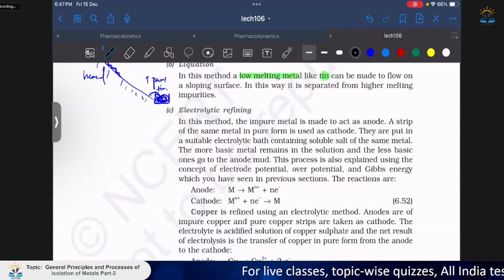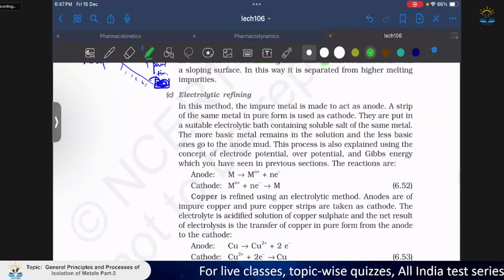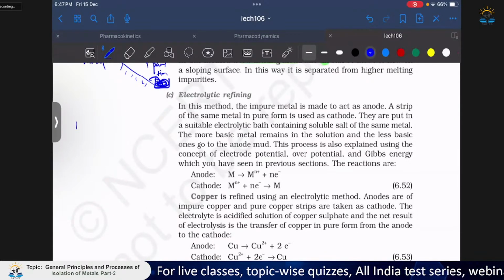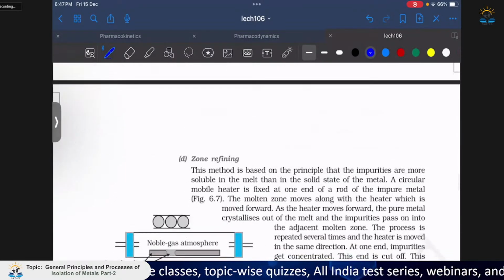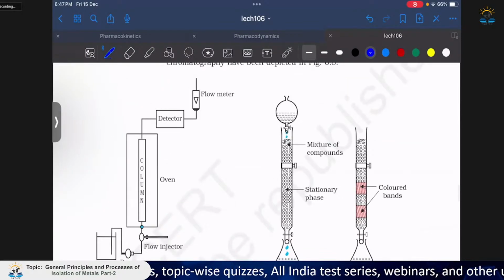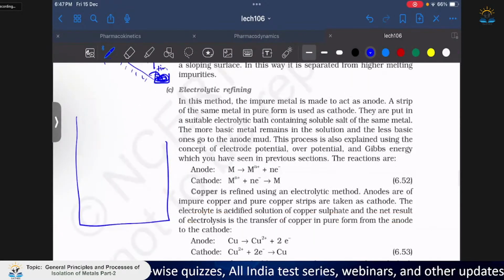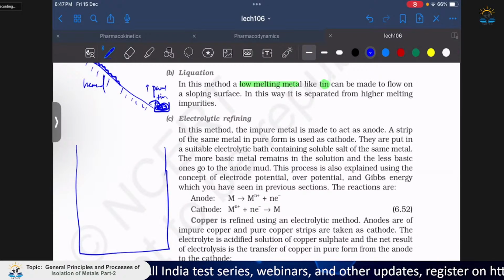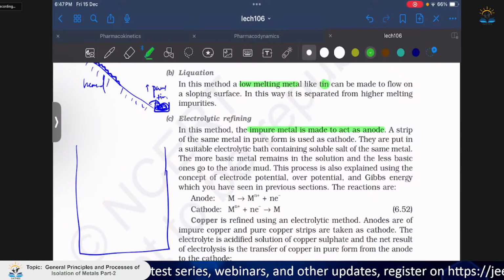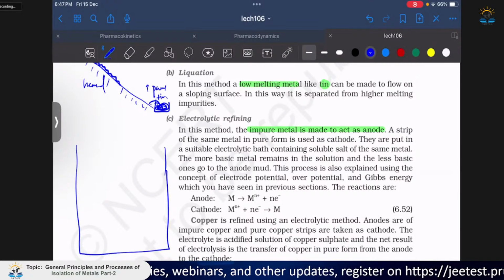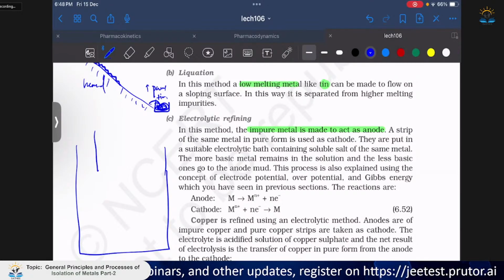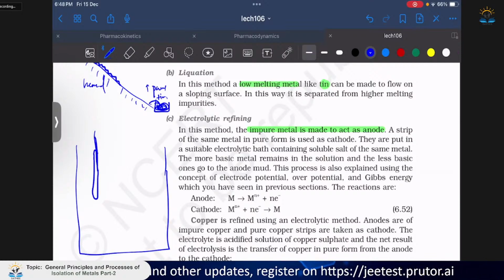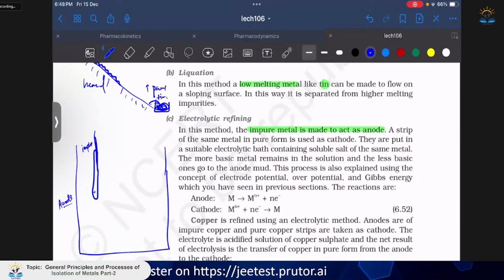Then electrolytic refining. Everyone has seen electrolytic refining. We have learned about this in lower classes. I think they've drawn the cell also. No, they've not drawn the cell. I'll draw the electrolytic cell. So here the impure metal is anode. Suppose you're taking copper. So this is impure metal. This will be the anode or the positive electrode.